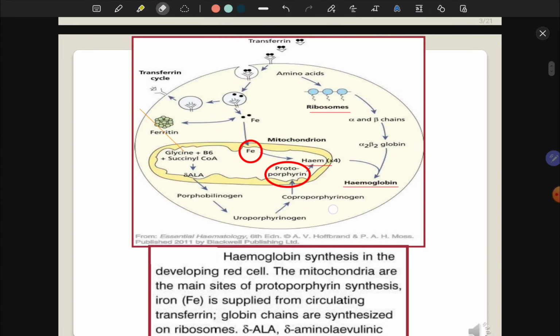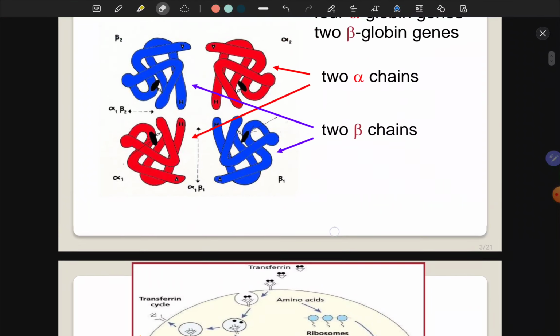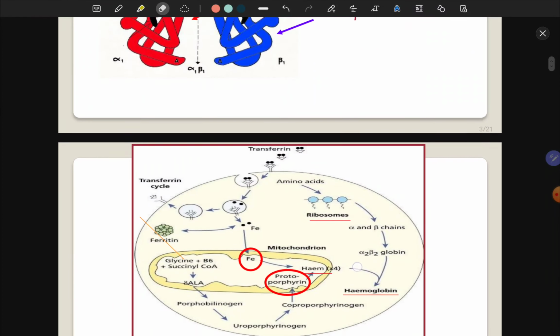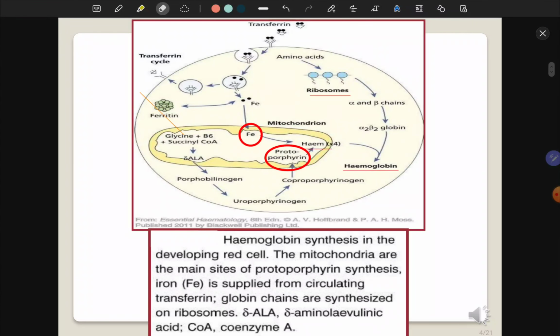The heme is iron and protoporphyrin, and the globin is a chain of amino acids, or you can say a polypeptide chain. This is just physiology.